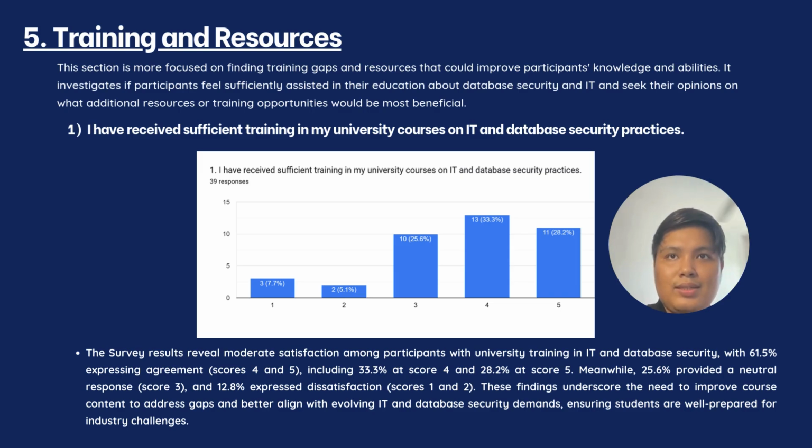For question 1, the survey result revealed moderate satisfaction among participants with university training in IT and database security, with 61.5% expressing agreement, scores 4 and 5, including 33.3% at score 4 and 28.2% at score 5. Meanwhile, 25.6% gave a neutral response, score 3, and 12.8% expressed dissatisfaction, scores 1 and 2. This finding underscores the need to improve course content to address gaps and better align with evolving IT and database security demands, ensuring students are well prepared for industry challenges.